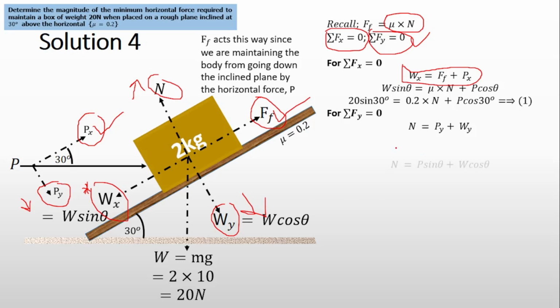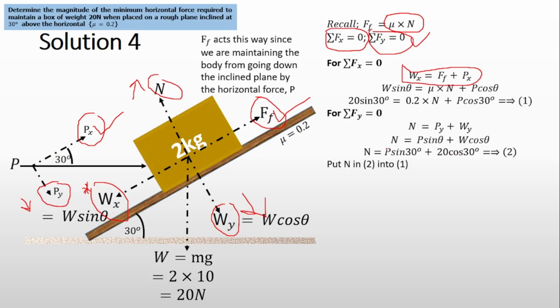Right? So N will be equal to P sin theta plus W cos theta. And we can put in the parameters. So N equals P sin 30 degrees plus 20 cos 30. That's equation 2. Now put N into equation 1.